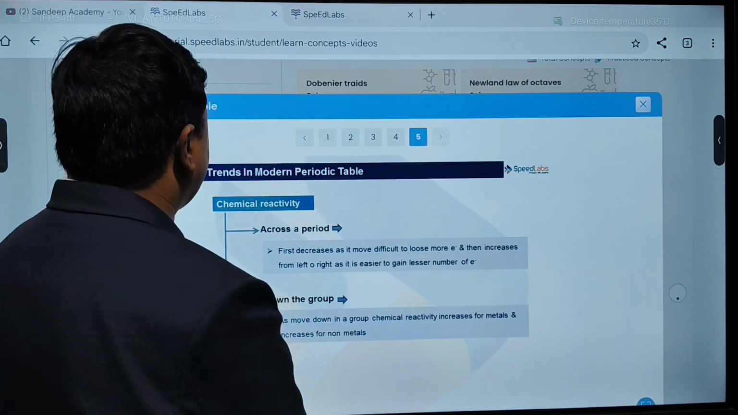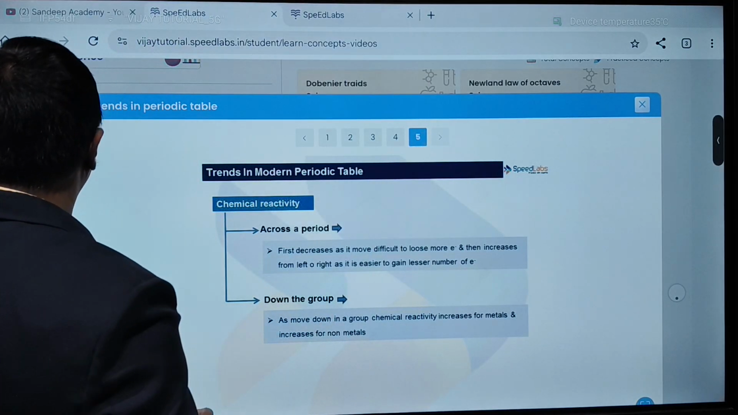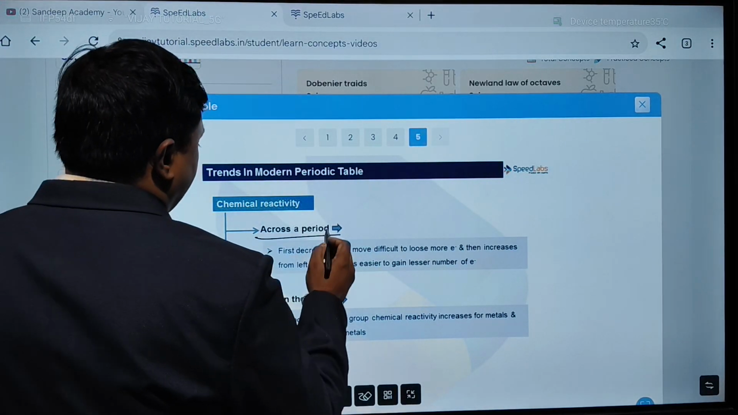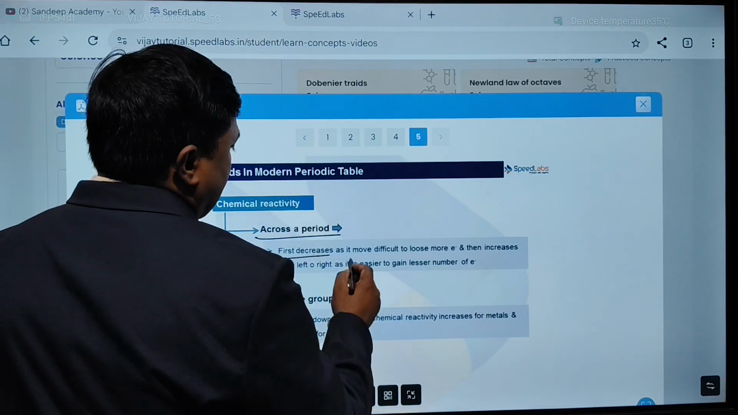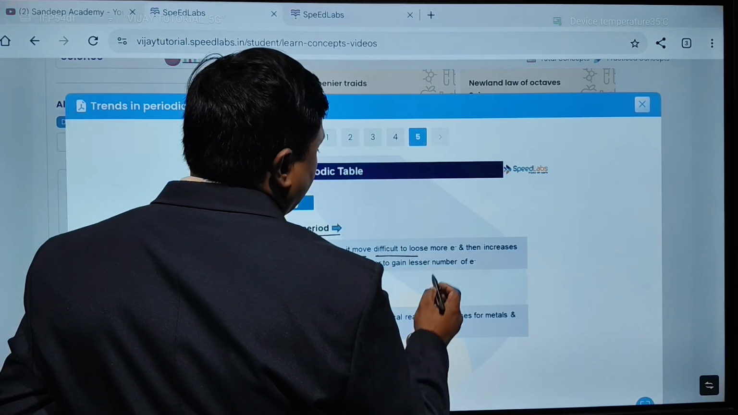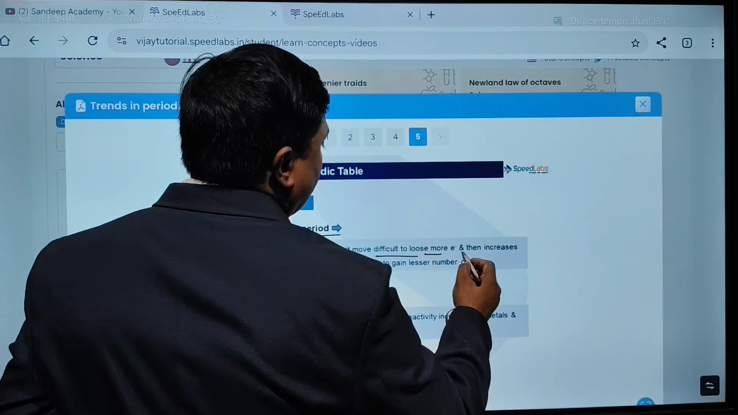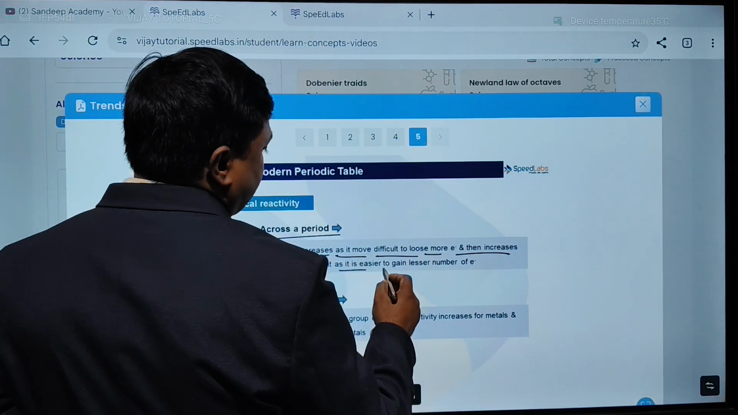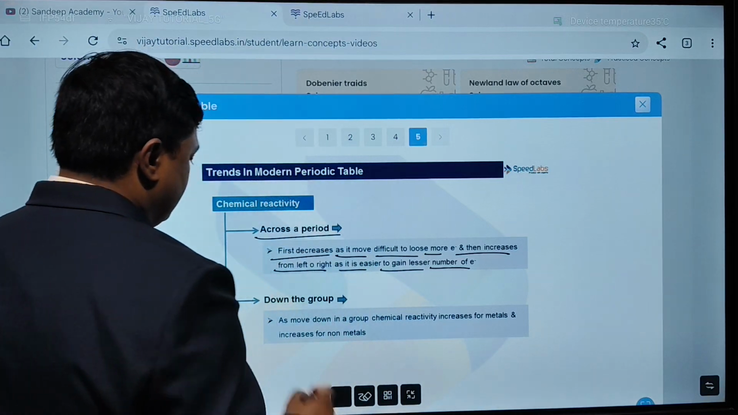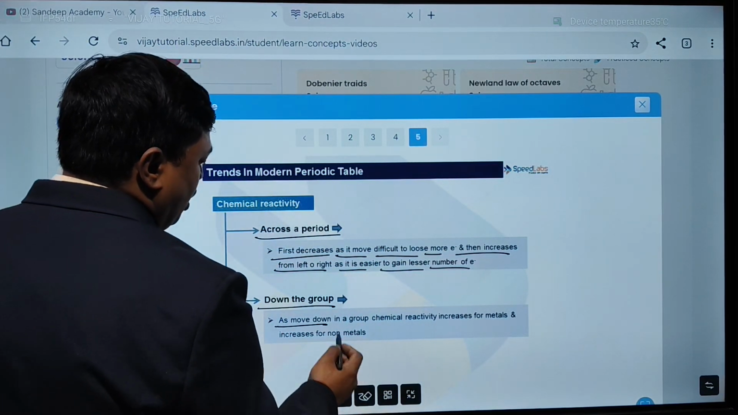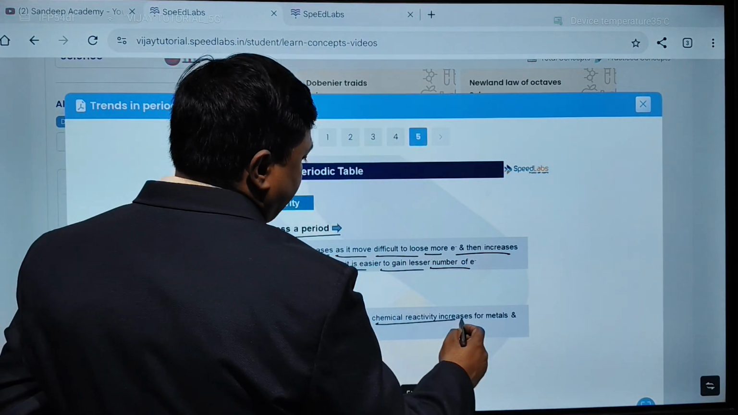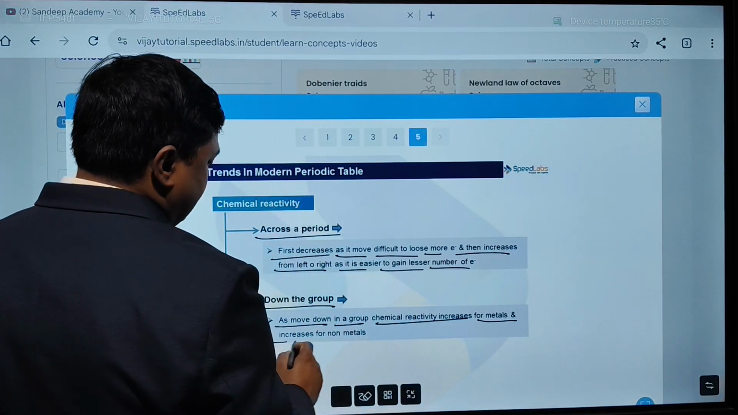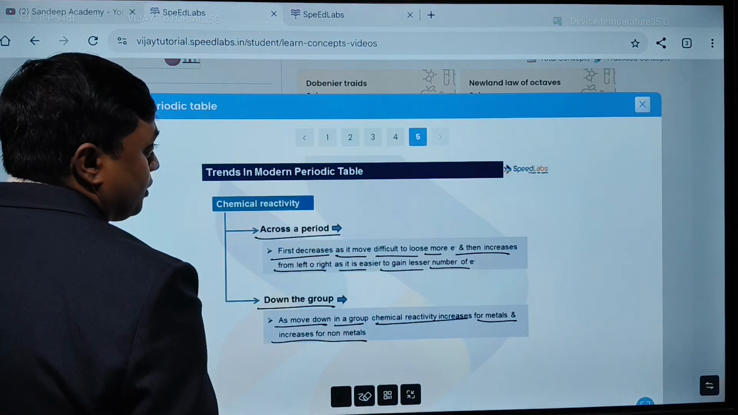Next, chemical reactivity. When you talk about chemical reactivity across the period, first it decreases as it becomes difficult to lose more and more electrons, and then it increases from left to right as it is easier to gain a smaller number of electrons. Down the group, what happens as we move down? Chemical reactivity increases for metals and decreases for non-metals.